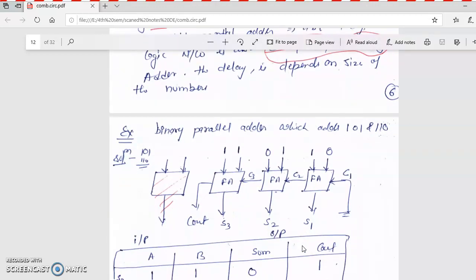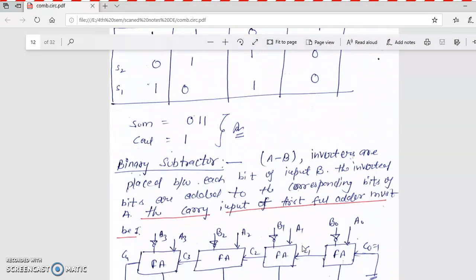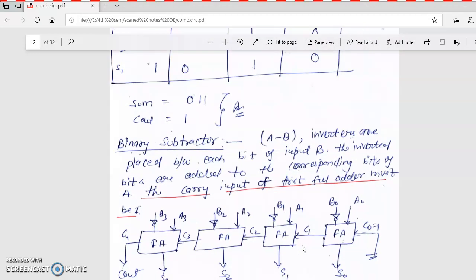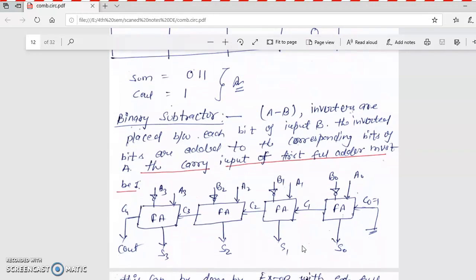Okay, the next topic is binary subtractor. Subtraction A minus B. Subtraction happens in digital electronics by the complements. So A minus B means B is complemented, and then addition. एडर के साथ ही हम इसको बना सकते हैं, but B जो है हमारा complement form में होगा. A and B in complemented form is applied to the adder.